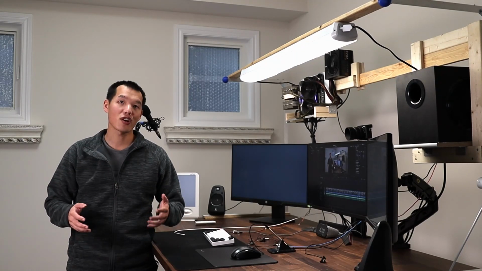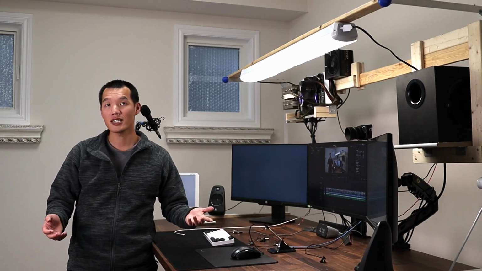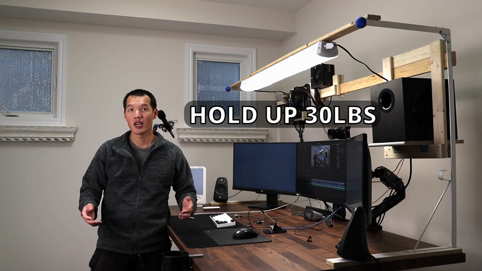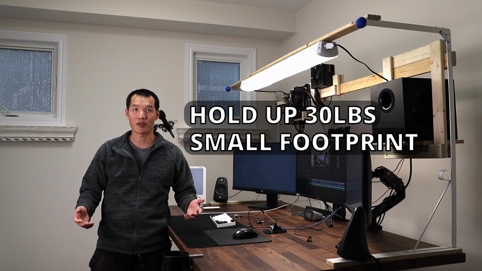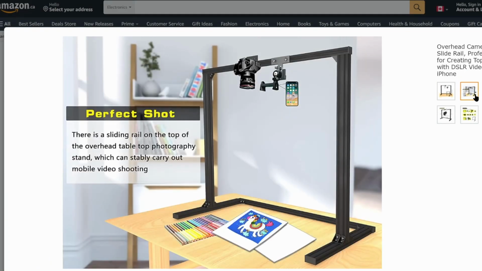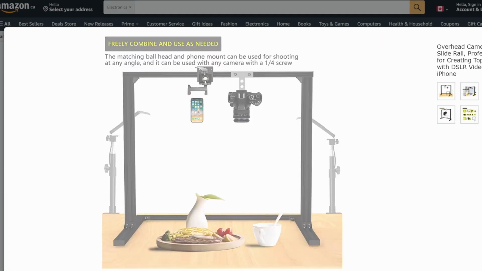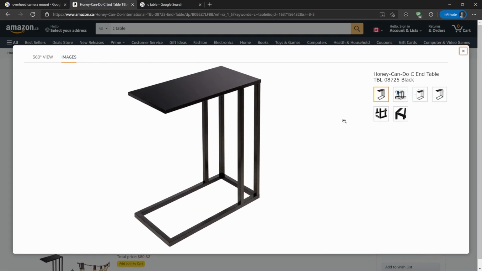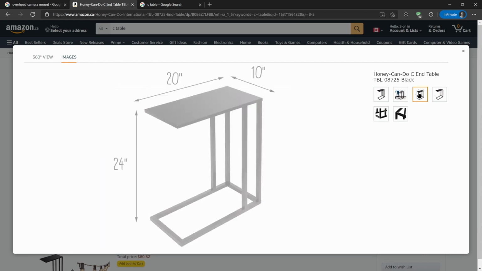Like any project, we start off with the requirements. Luckily, there's only two. Build something that can hold up 30 pounds of computer, while also taking up minimal surface area. So I looked online for some inspiration, and these overhead camera rigs fit the bill. But the poles get in the way, and they take up too much footprint on the desk. So a C-stand design makes for the ideal candidate.